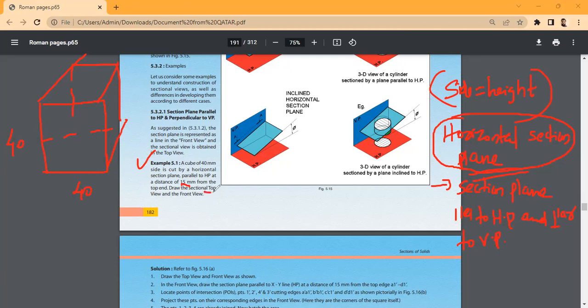Draw the sectional top view and front view. Not simply top view, the sectional top view. Draw the sectional top view and front view.